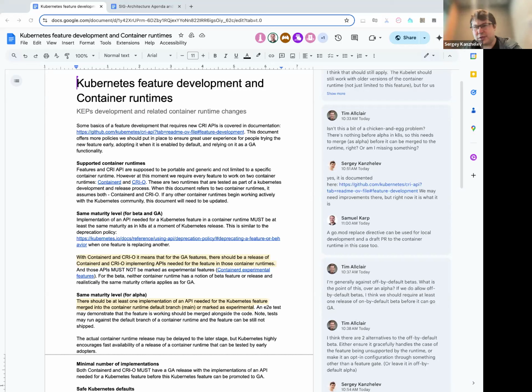Okay, any questions so far? Yeah, I see more people joined. Welcome. It's about container runtime and Kubernetes.